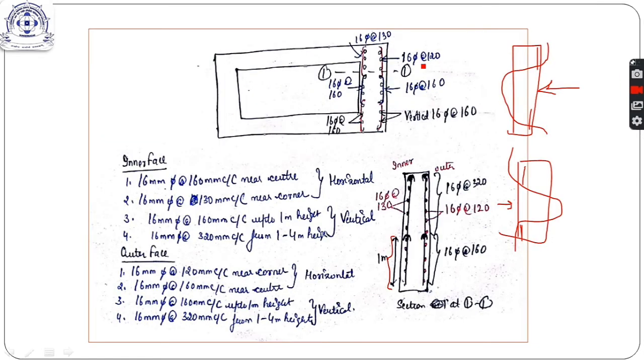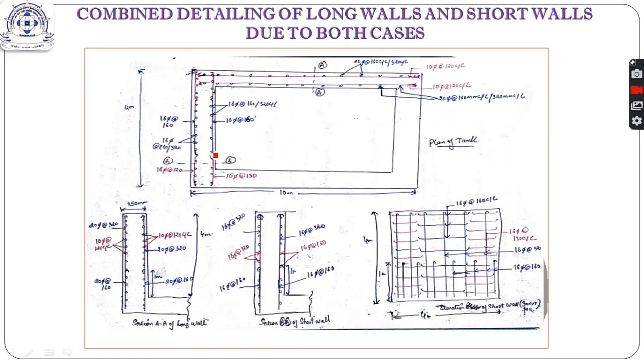I have just made this diagram here. So we have corner reinforcement due to continuous frame action, and central reinforcement due to continuous frame action, and the vertical reinforcement due to cantilever action up to height small h. This was for the short wall.